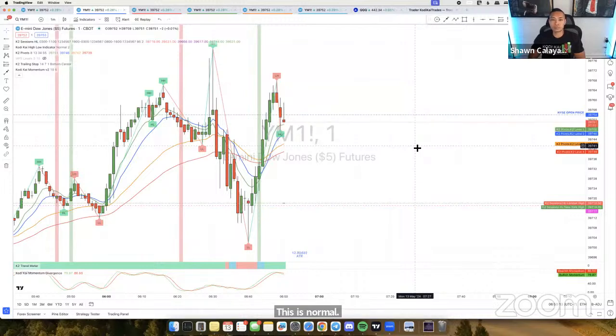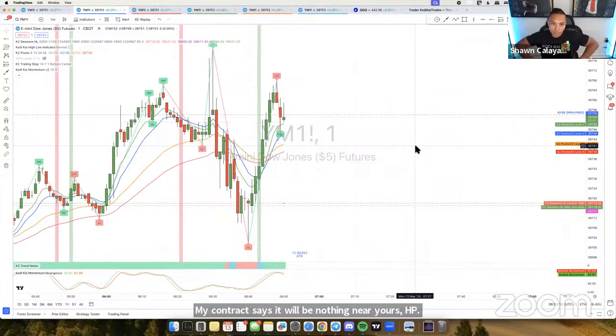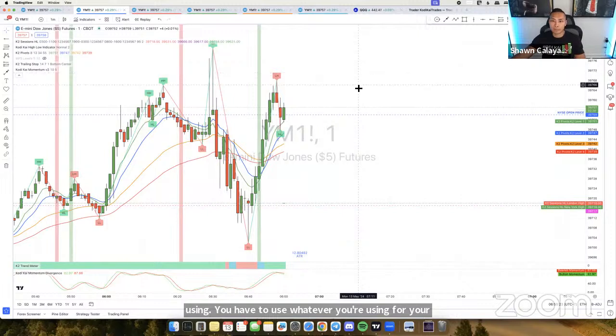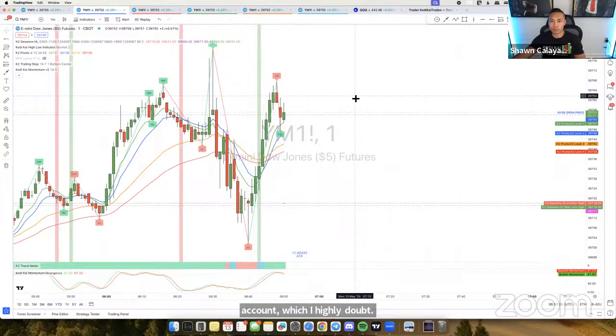My contract size will be nothing near yours, HP. You're not on a 300K account, so my contract size does not relate to whatever you're using. You have to use whatever fits your account size, unless you're using a 300K account, which I highly doubt. If you have a 300K, well, it depends on which one you're using. Are you on Apex, or using a different broker or funding company?